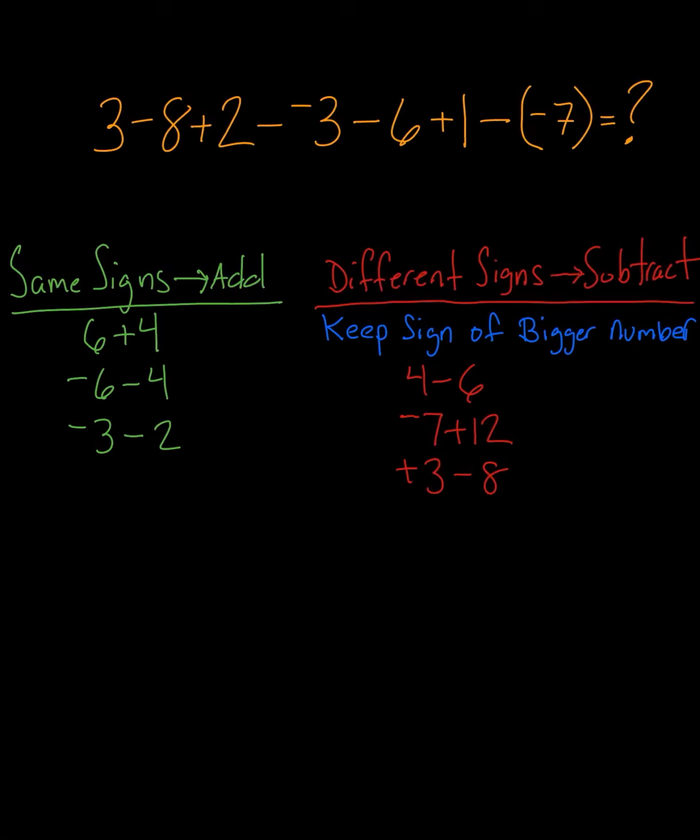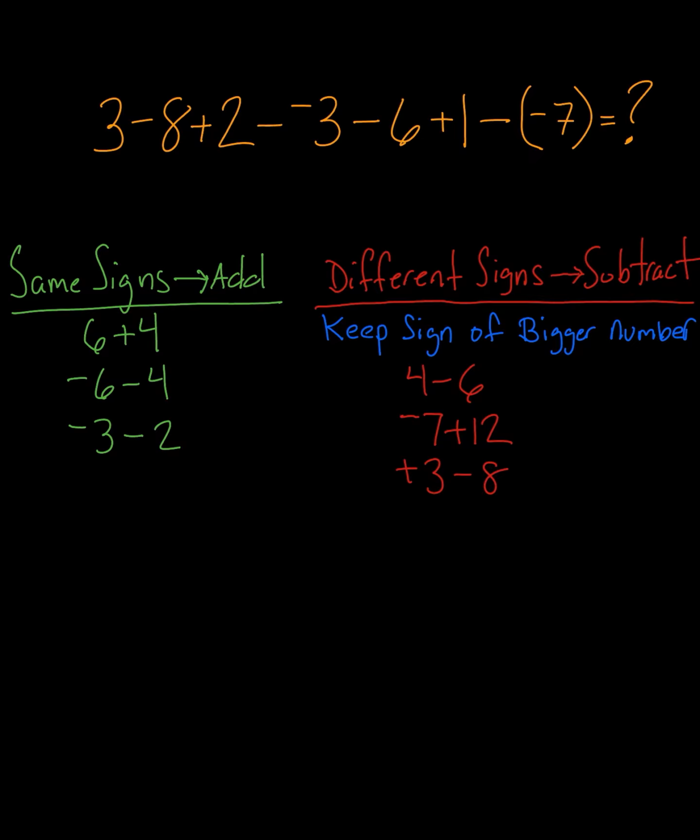Here's an easy method on adding positive and negative numbers. All you need to remember is if numbers are the same sign, we add them. And if numbers are different signs, we subtract them. And then we keep the sign of the bigger number. I'll go over that in a second.